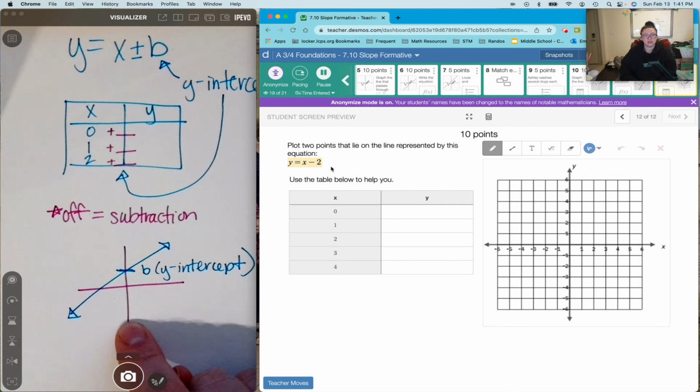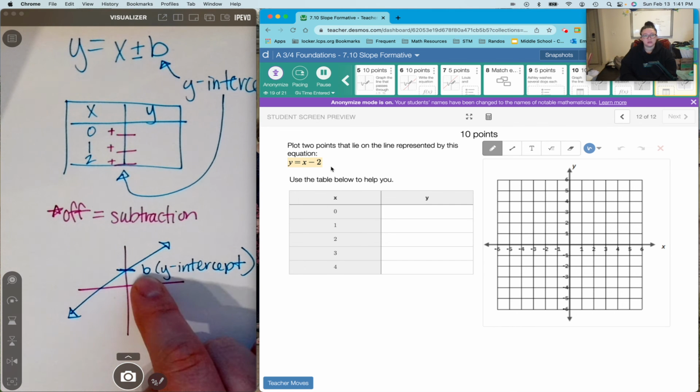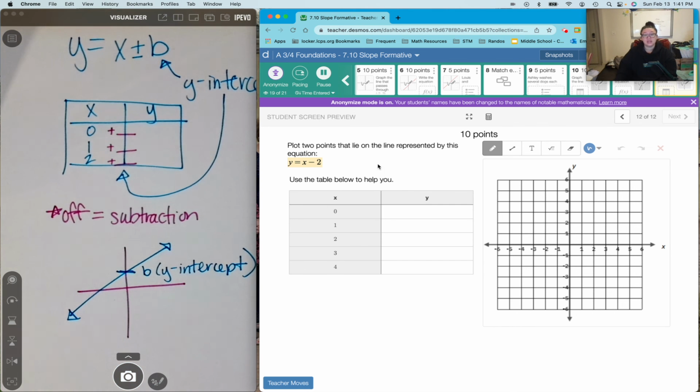Negative means it's above or below my origin. Negative means it's going to be below my origin. So my first point is going to be right there at -2. And then it's additive. So I rise 1, run 1, put a dot. Rise 1, run 1, put a dot. Rise 1, run 1, and put a dot.